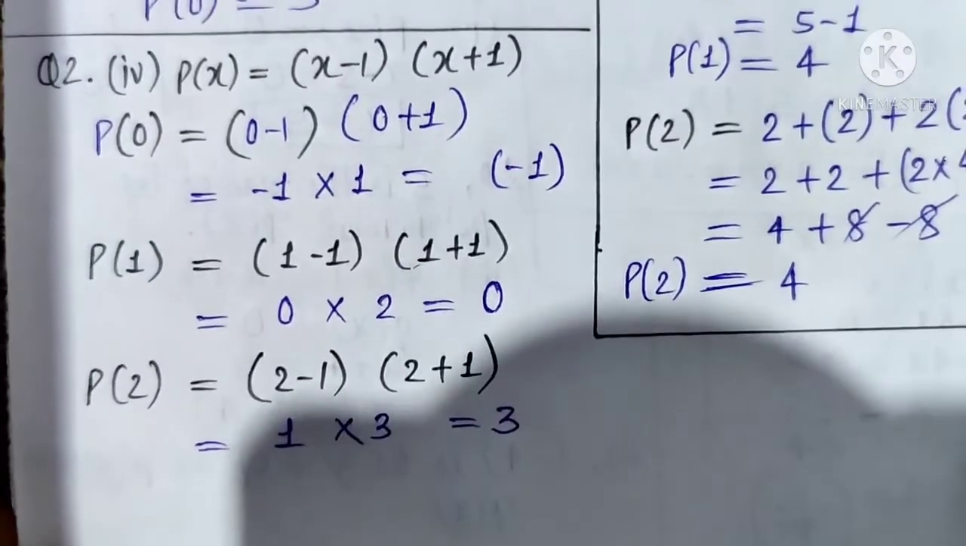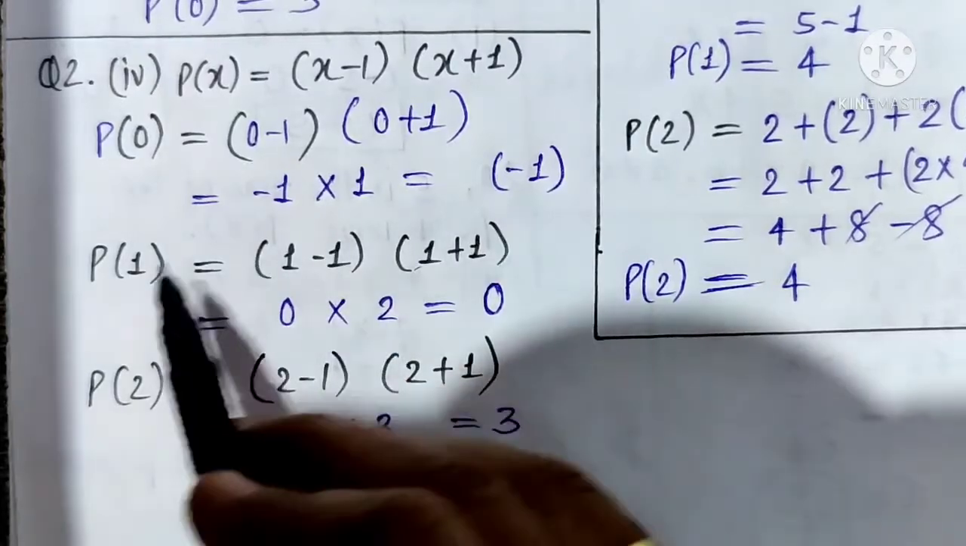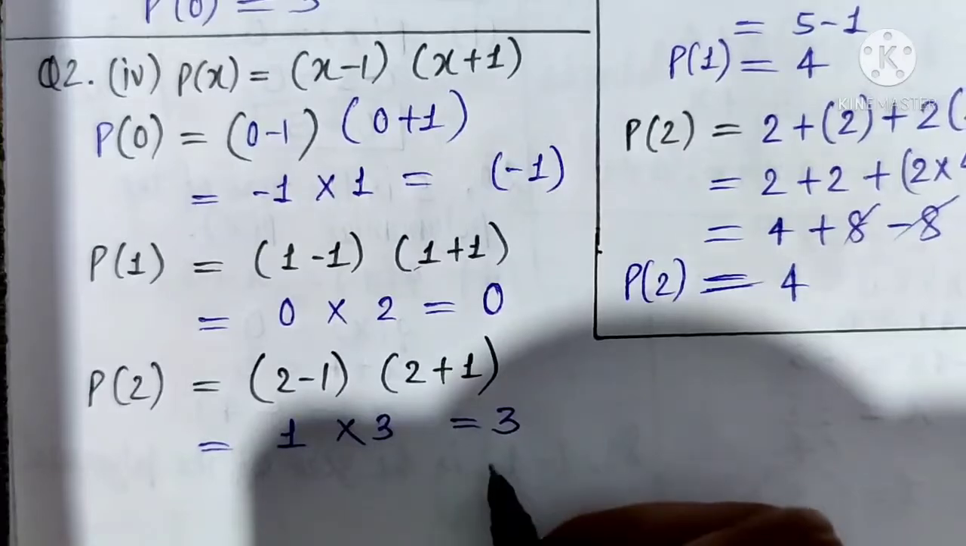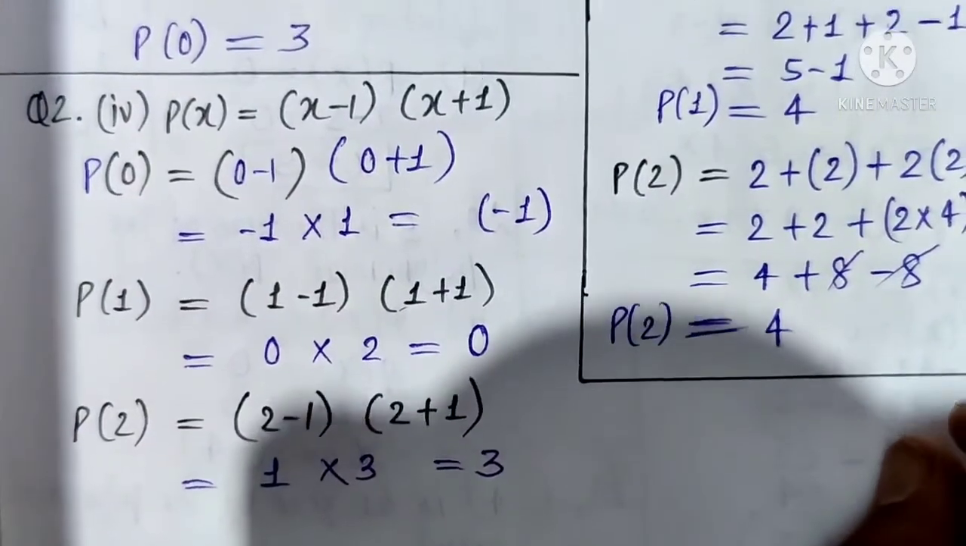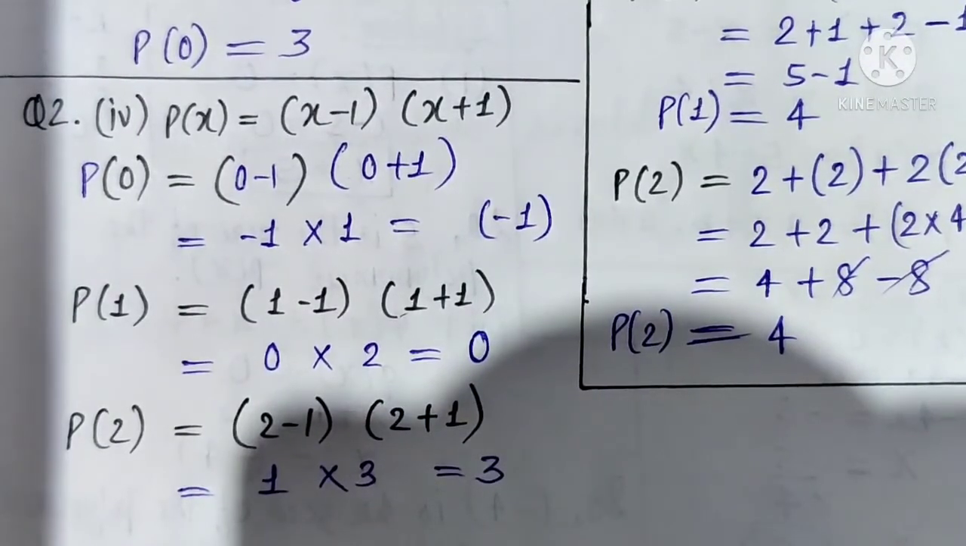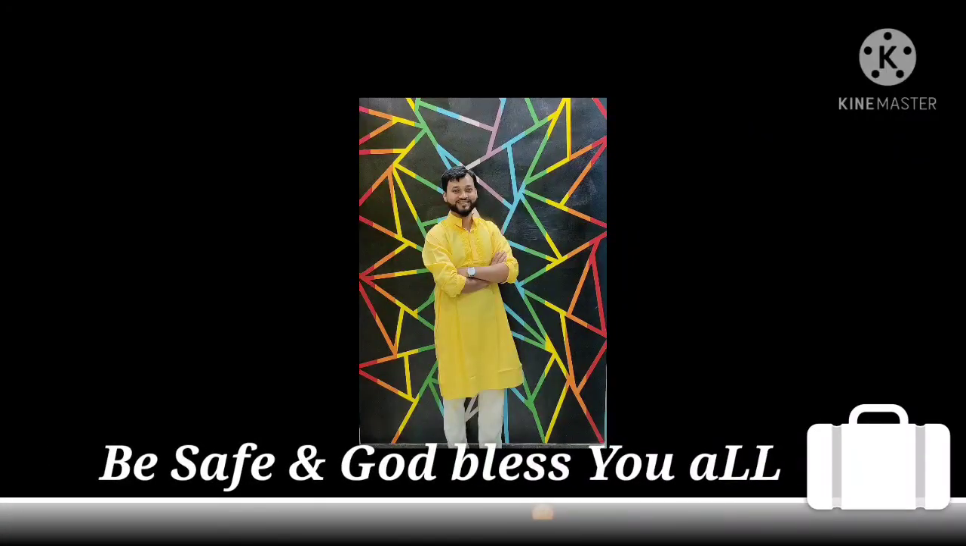So if in this polynomial we are putting P0, its value is coming minus 1. If we are putting P1, the value is coming 0. If we are putting P2, then the value is coming 3. I hope you understood how to solve this type of question. So question number 2 remaining parts, which are first and third, you will solve by yourself. At last, I just want to say be safe and God bless you all.